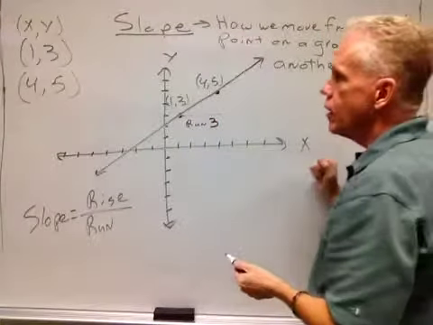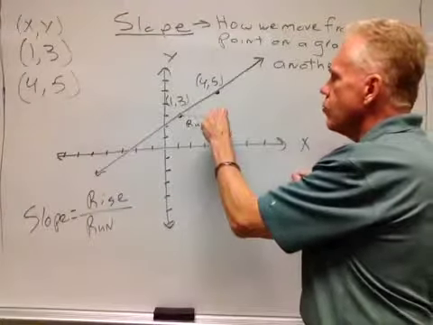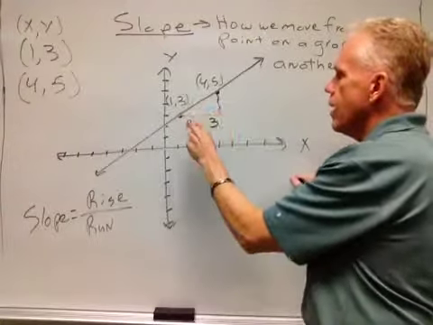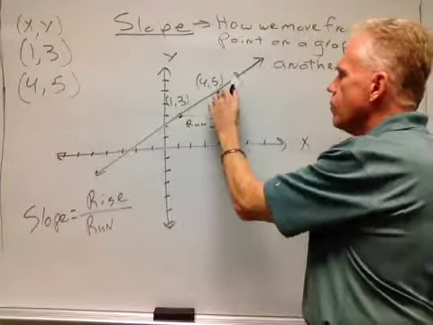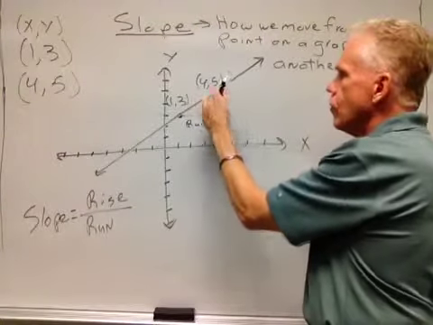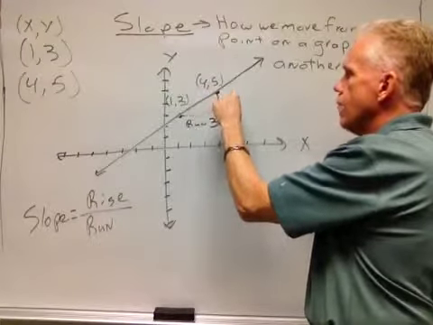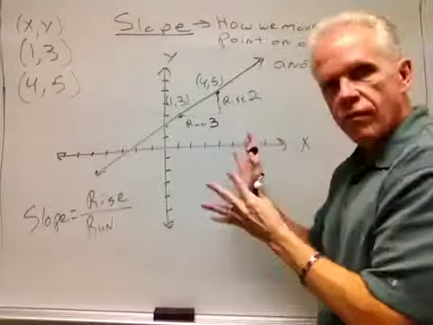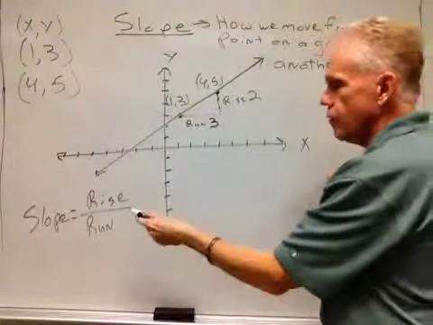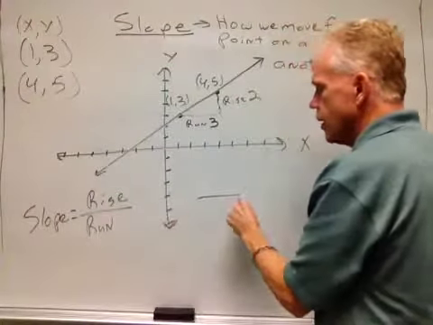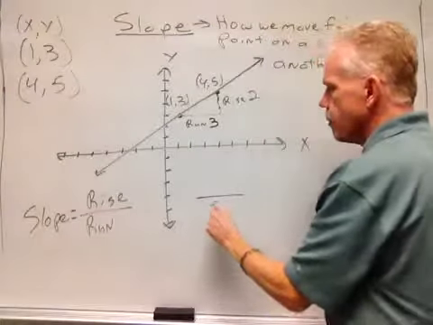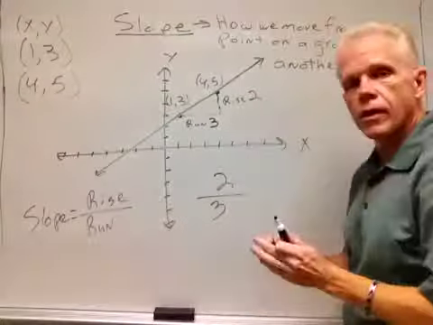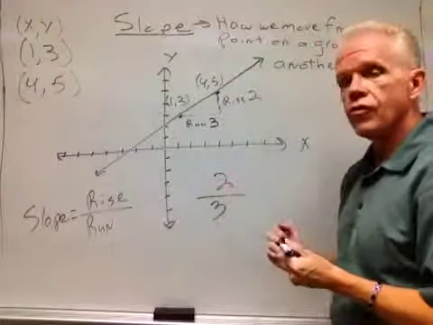Now, when we did our run of 3, then we had to rise up to the next point, and we rose from here to here, 1, 2. Okay, so we have a rise of 2. And so the specific slope of this line, if we look at slope as rise over run, we have a run of 3, and we have a rise of 2. So specifically, guys, the slope of this line is 2/3.